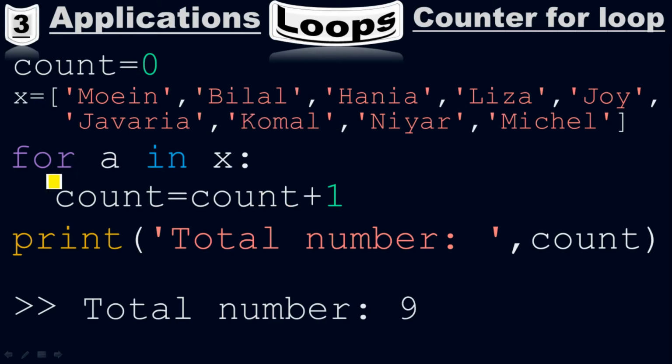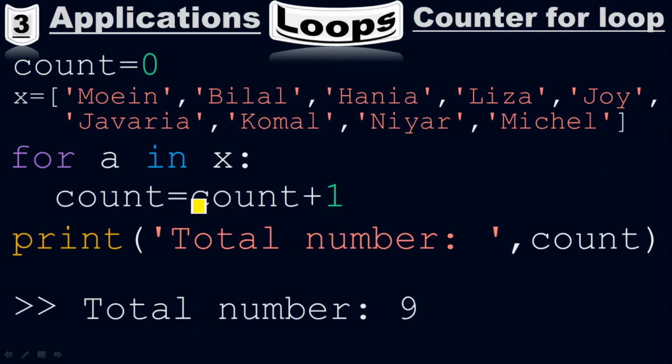And then the for loop will iterate on Nayar. The previous number was 7, so 7 plus 1 will be 8. Up to Nayar we have 8 people, and then the for loop will iterate on Michelle. The previous number was 8, so 8 plus 1 will be 9. So up to Michelle we have a total of 9 people. We have a total of 9 people, so this 9 will be printed here.